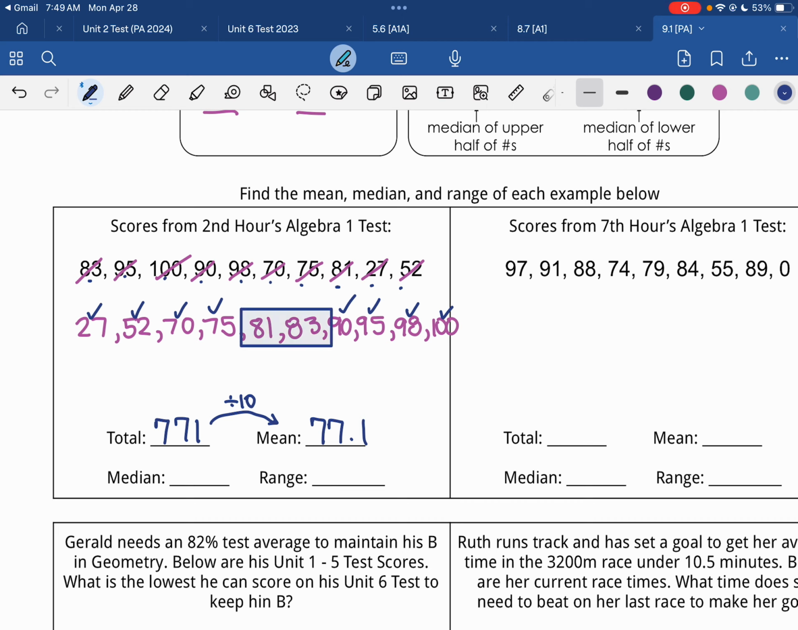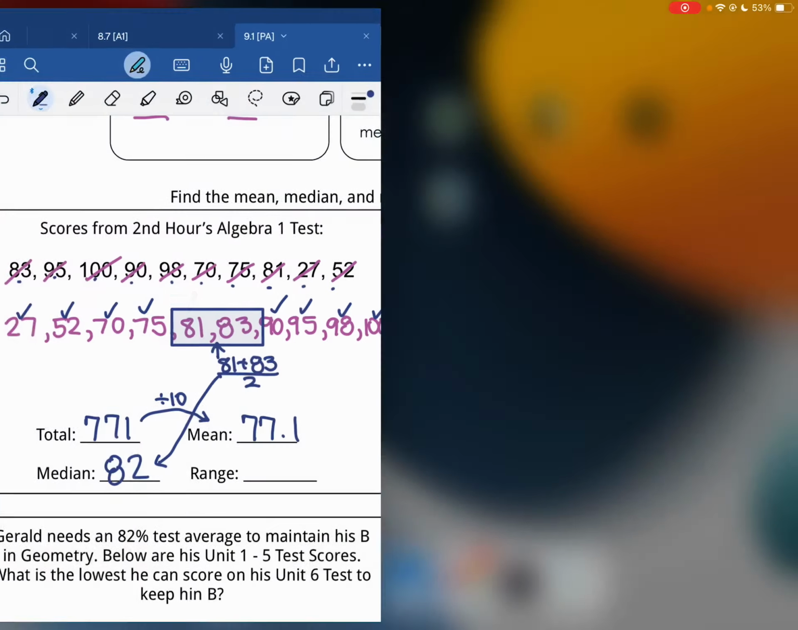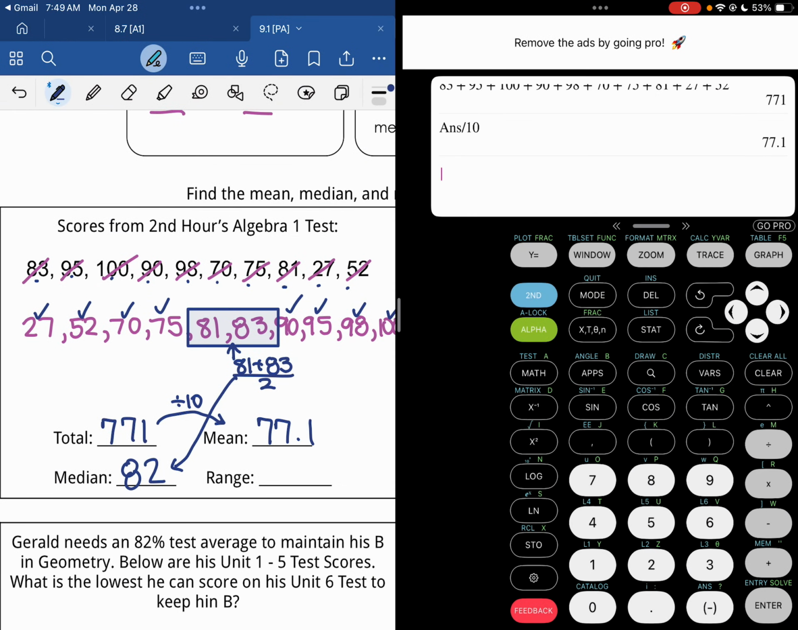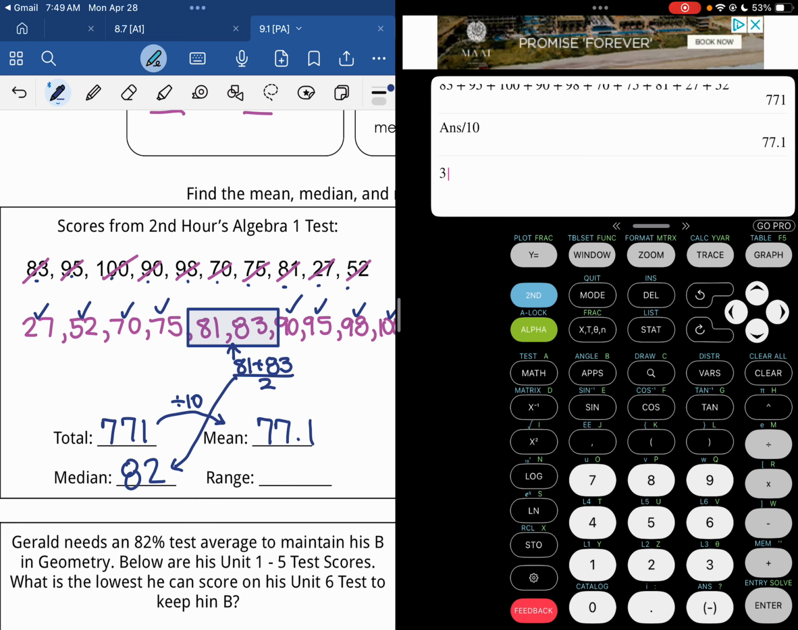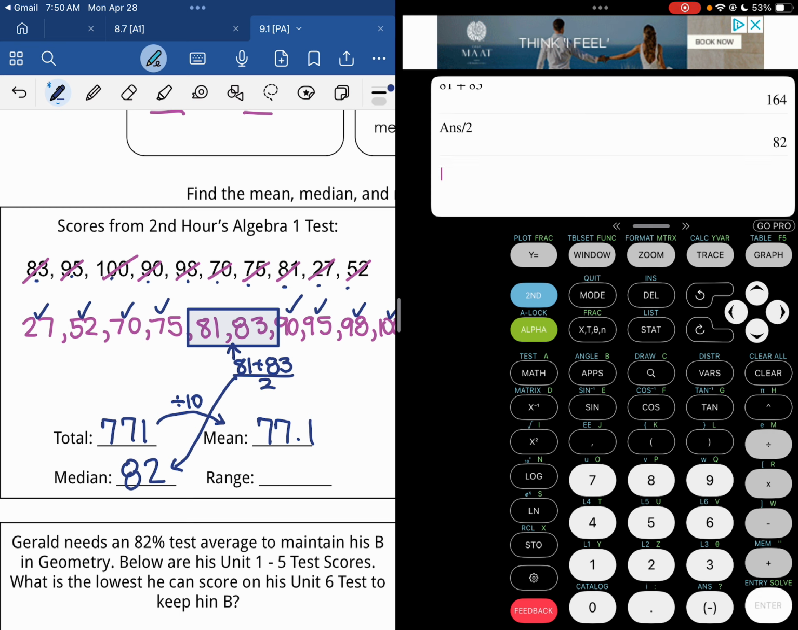When there are two numbers right there, what you're going to do is add them together and then divide by 2. And that will be your median. Or, what number is going to be exactly between 81 and 83? 82. Or I can use my calculator if I want to also. 81 plus 83 divided by 2. There you go, same answer.